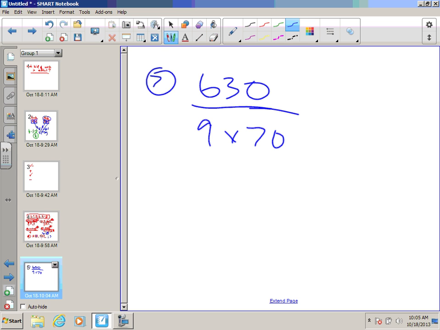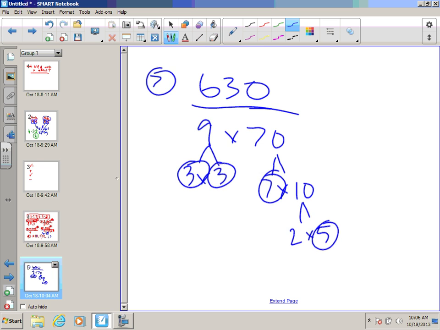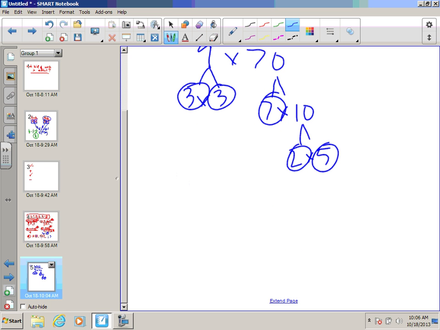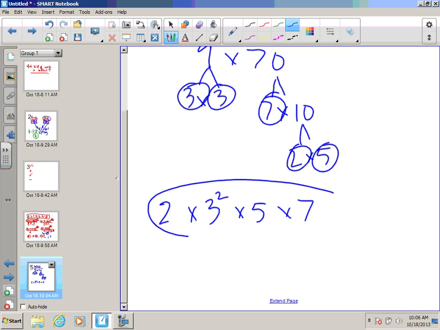Okay? So the 9 would break down to 3 and 3. Those are prime. 70 is 7 times 10, prime. And a 2 and a 5, prime and prime. So from here, 2, how many 3s? And a 5. And a 7. Good? Yes.